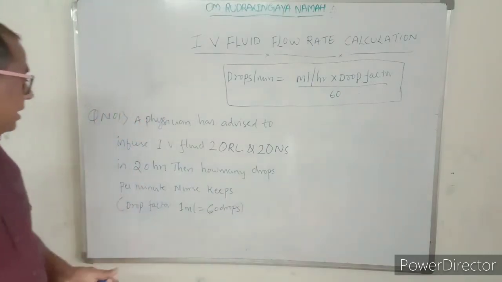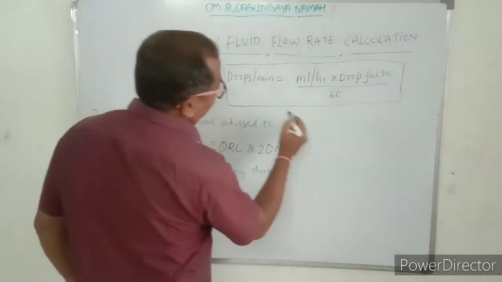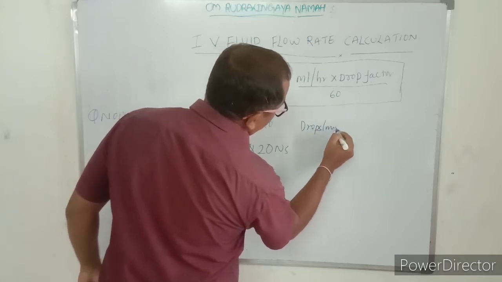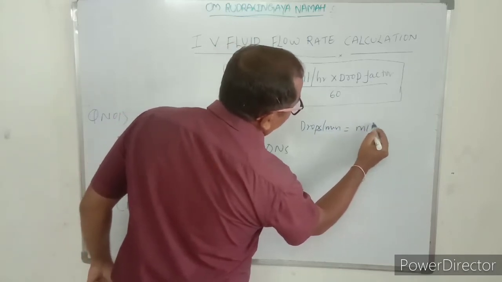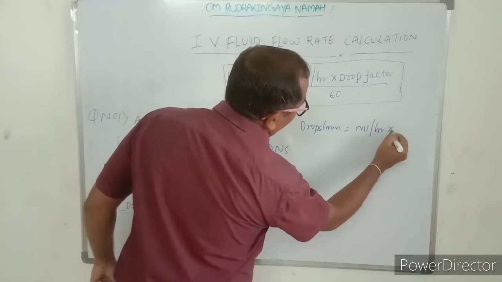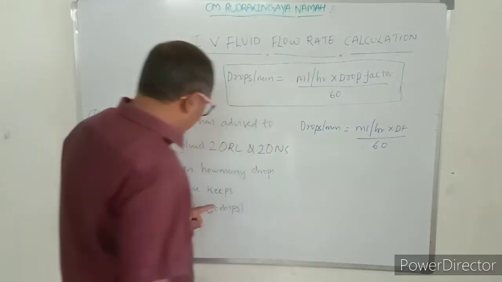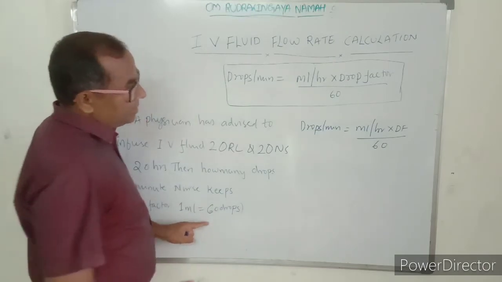So in this question again the formula is the same, that is drops per minute is equal to ml per hour into drop factor divided by 60. So here we know the drop factor is 60. Okay.